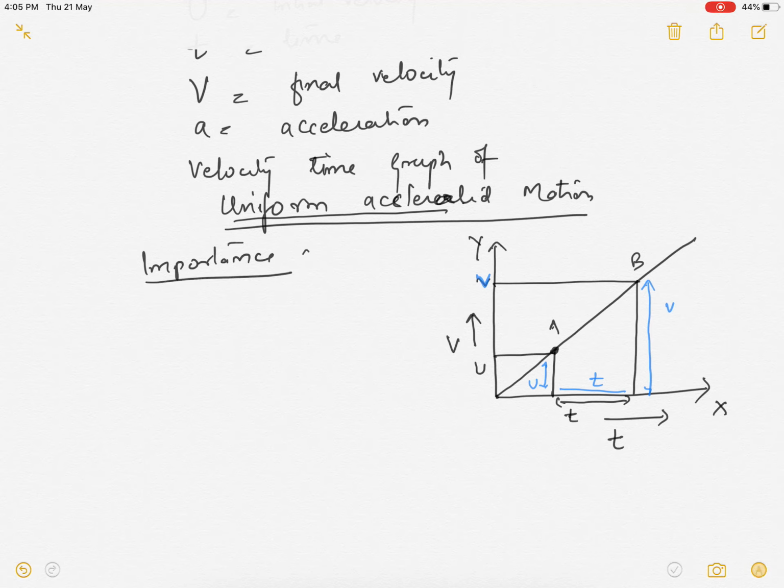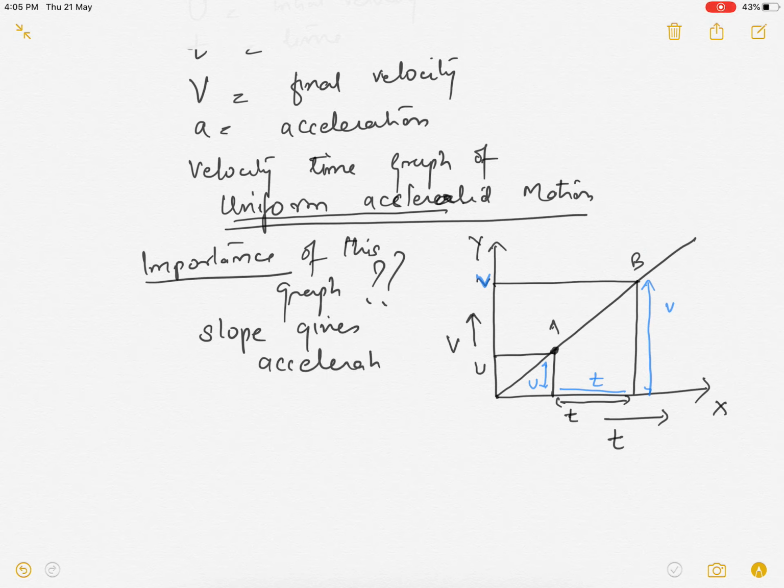Now children, what was the importance of this graph? This was in my earlier video. The importance of this graph is that the slope gives acceleration. I told you, didn't I, that the slope of this line, the inclination, gives acceleration. So A is equal to slope, acceleration is equal to slope.